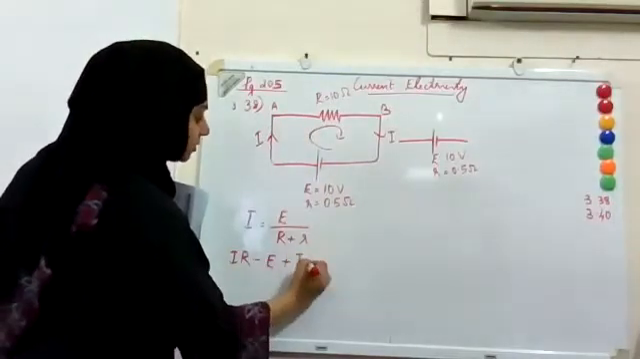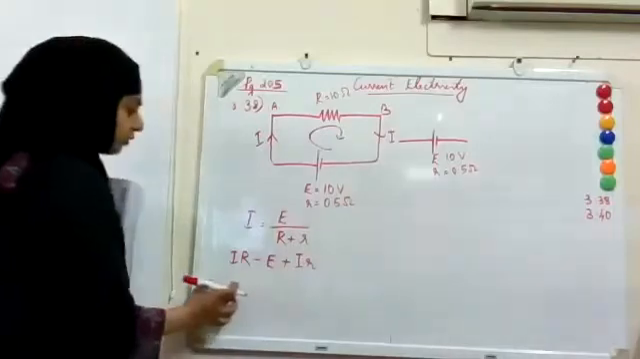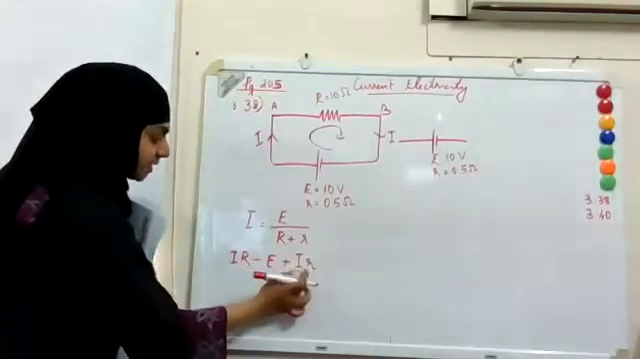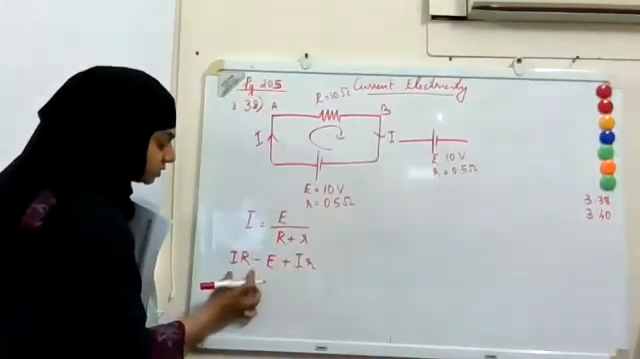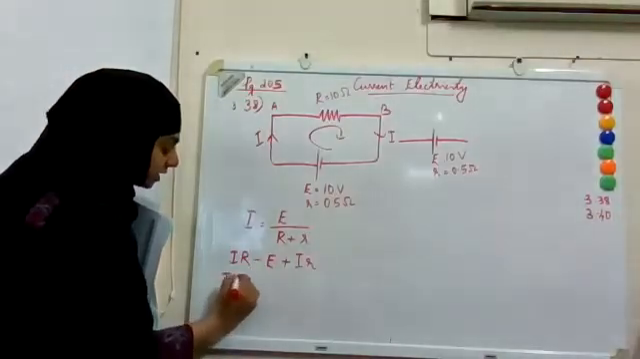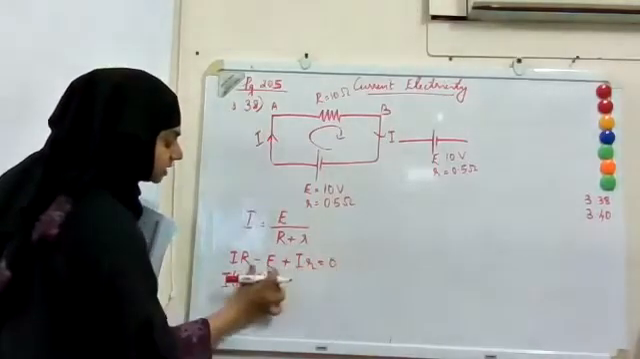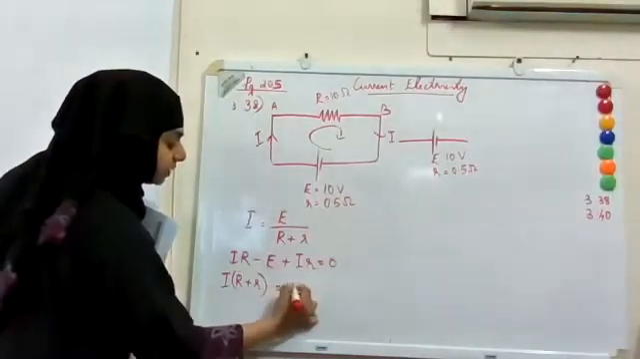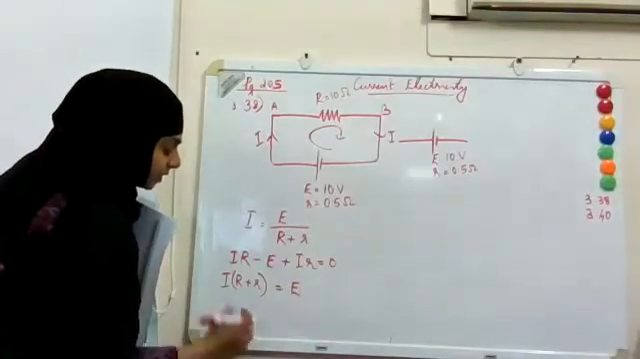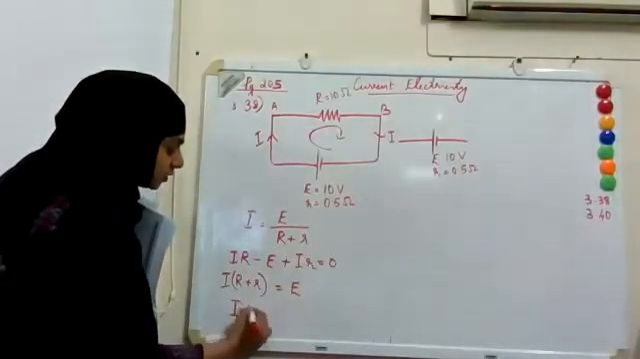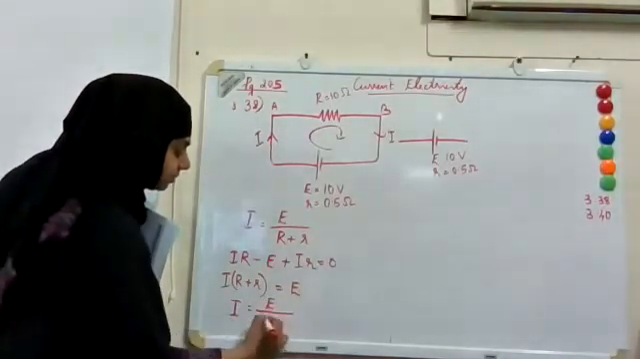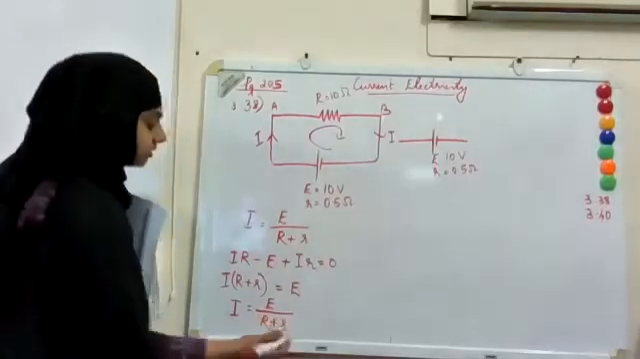So plus I into small r. So we want to get I separate. So we can take those two terms of I together, I into R plus small r. And if I take minus R equal to 0, minus E to the other side, it will be equal to E. So I is equal to E divided by R plus r.